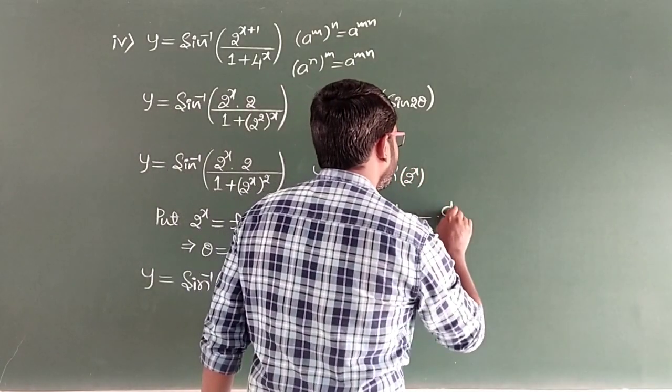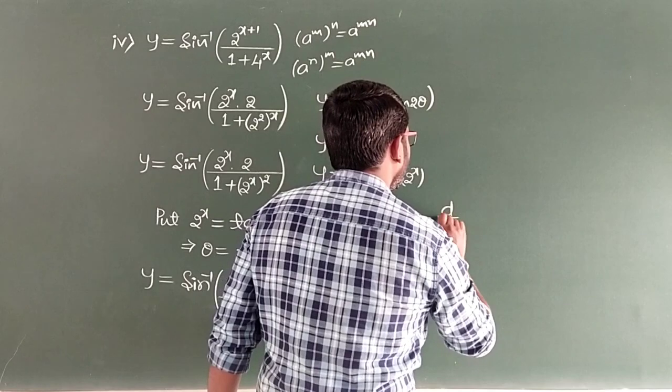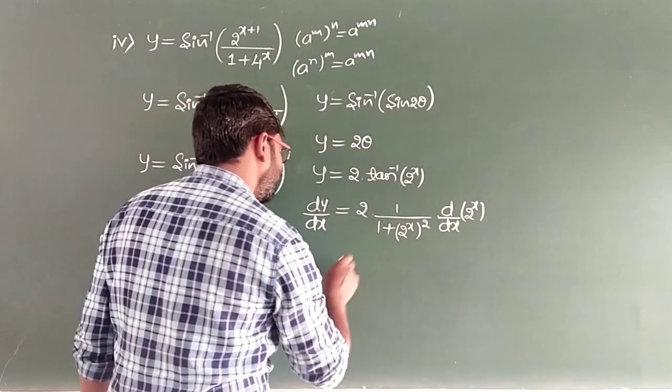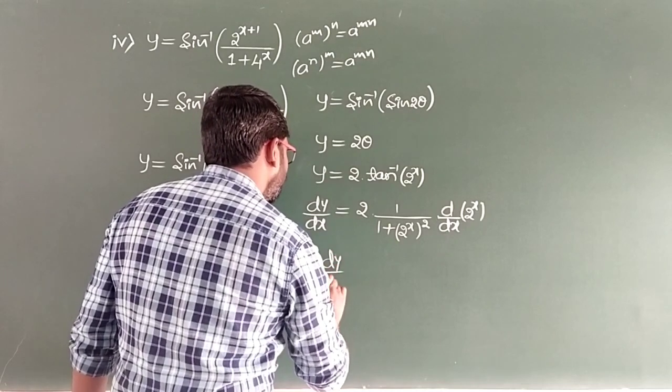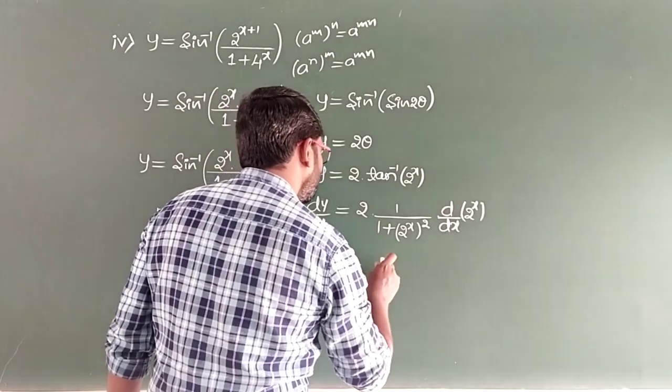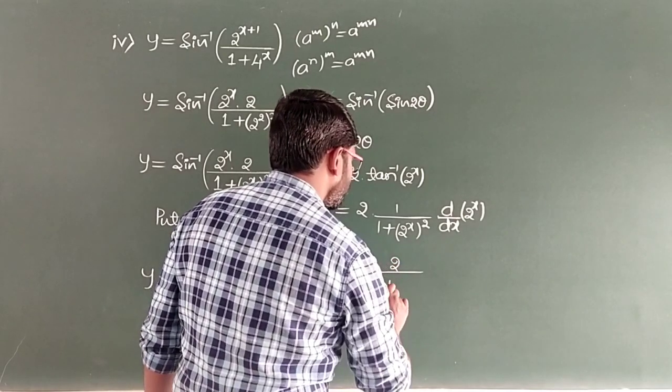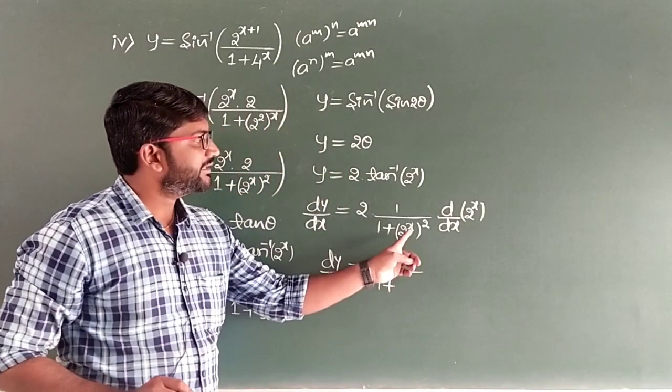Into d by dx of 2 power x. So simplify this further now. dy by dx is equal to 2 into 1, it will be 2 divided by 1 plus 2 power x the whole square.